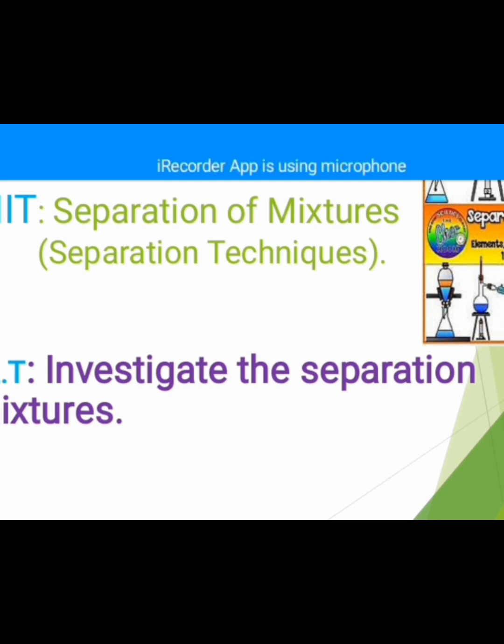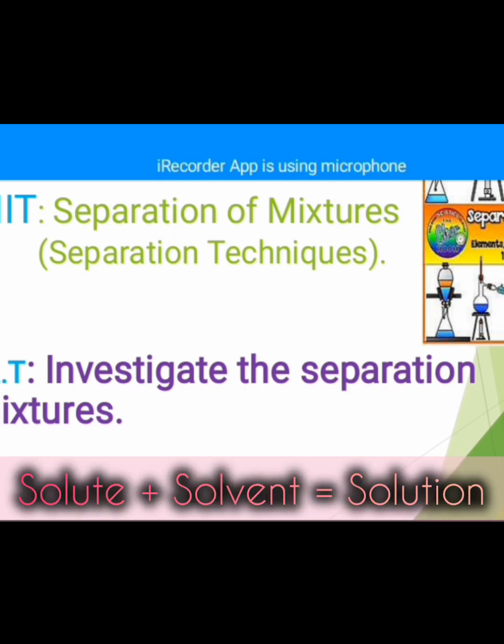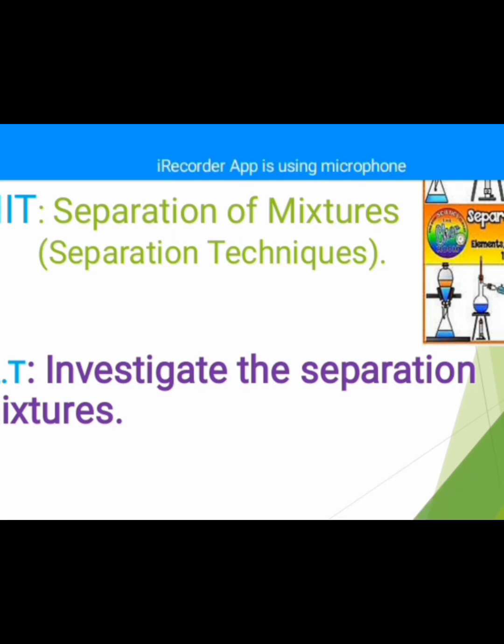Also note that in this lesson, never forget the formula: solute plus solvent is equal to solution. Solute plus solvent is equal to solution. A solute is simply a solid substance or material. A solvent is simply a liquid substance or material. Then when you have a combination of a solid and a liquid material, whether it dissolves in it or not, you call the product a solution.